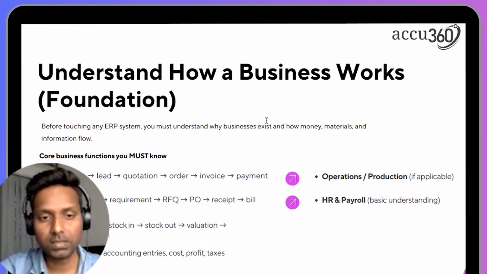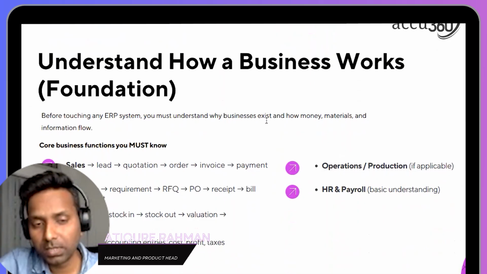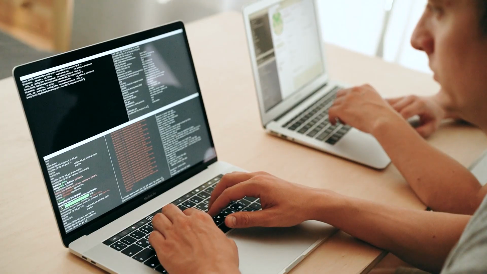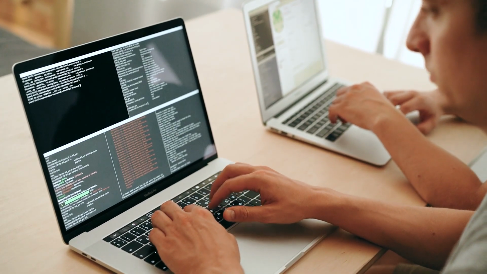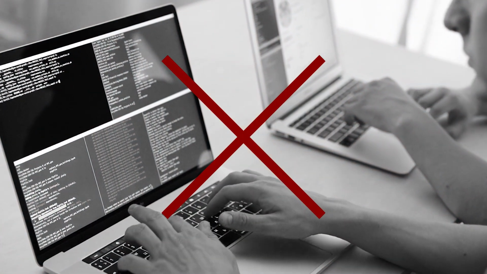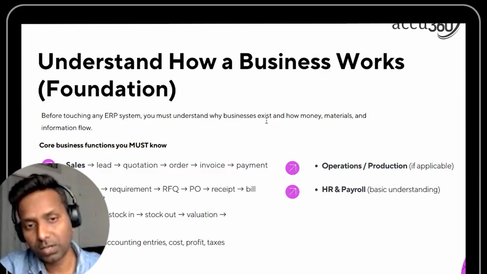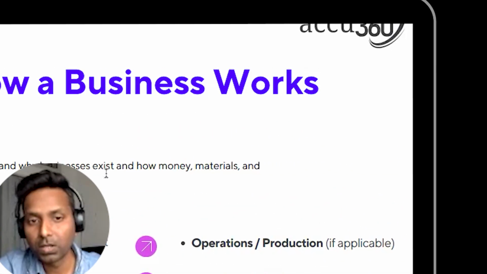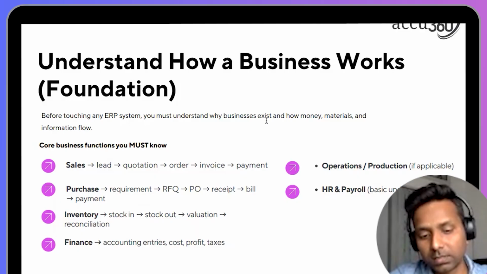As you can see here, before starting as an ERP consultant, many people think they have to know particular software or the screens, how it looks, the familiarity with any product. That's a very wrong concept about starting as an ERP consultant. Before learning the software, first you have to understand how the business works: what are the core operations which any business needs, whether it's a $1 billion business or a $1,000 business, that doesn't matter.